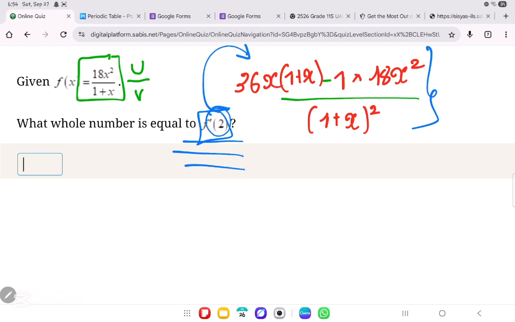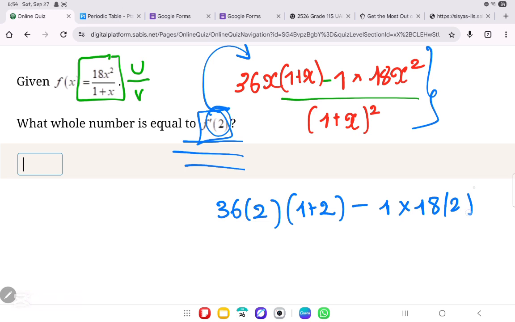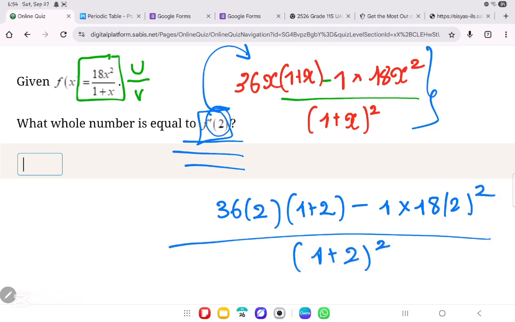So there is no need to expand further than this. This is a waste of time. Now, the only thing you need to do is substitute x by 2. So 36 times 2 times (1 plus 2) minus 1 times 18 times 2 squared over what? Over 1 plus 2 to the power of 2. Please do not forget the brackets.